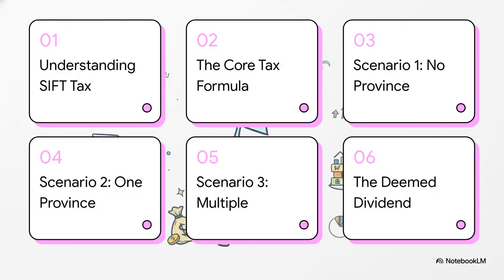So here's our plan. We'll start with the what and why of SIFT tax. Then we'll get right into the core formula. After that, we'll test it out with 3 different scenarios, starting simple and then adding some complexity. And we'll finish up by explaining something called the deemed dividend, which is super important for the partners in these SIFTs. Sound good? Let's get started.